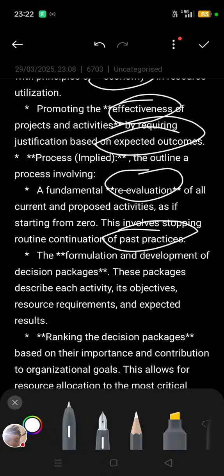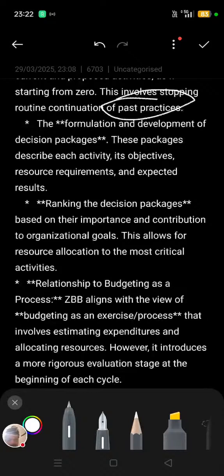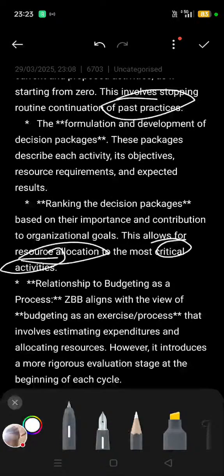These packages describe each activity, its objective, resource requirement, and expected results. Then ranking the decision packages based on their importance and contribution to the organization's goals. This allows for resource allocation to the most critical activity.